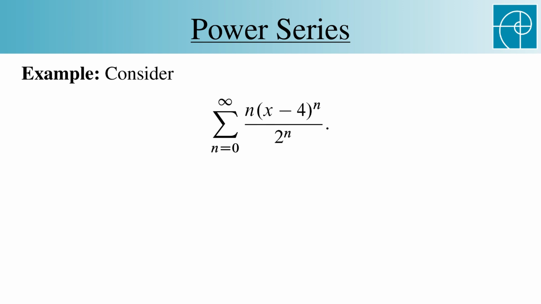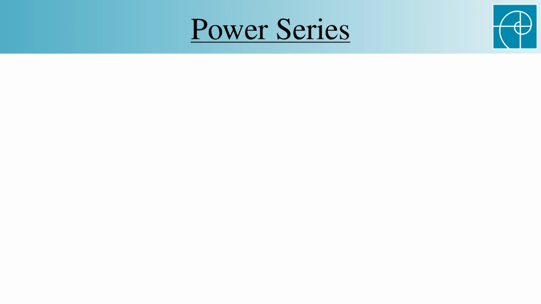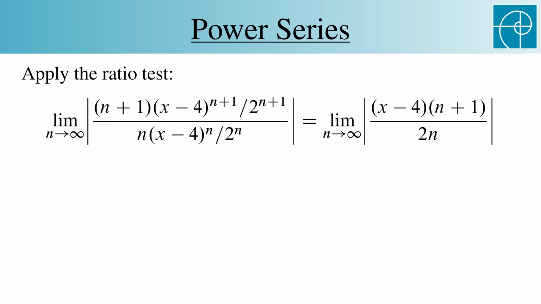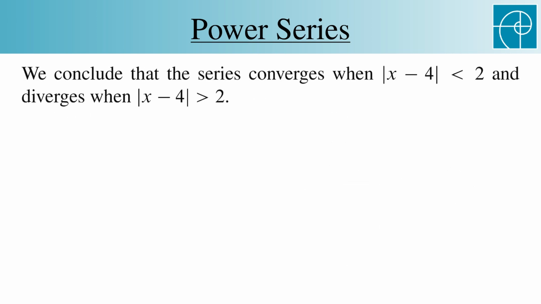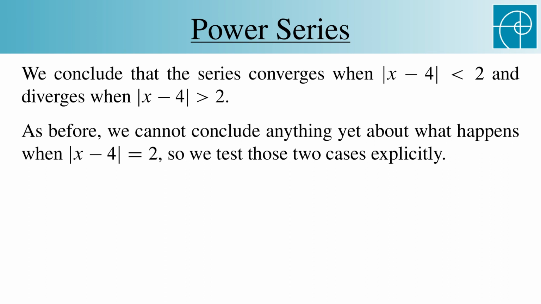Second, consider this series. Once again, we apply the ratio test, and you should verify that this simplifies to the absolute value of x minus 4 over 2. So the series converges when the absolute value of x minus 4 is less than 2, and diverges when it's greater than 2. As before, we can't conclude anything yet about what happens when the absolute value of x minus 4 equals 2, so we test those two cases explicitly.